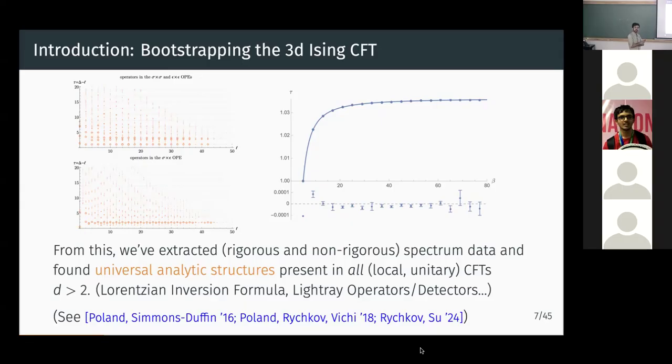They all have roughly the same spectrum, maybe a little bit moved here and there. And so this plot is plotting spin against dimension, or twist really, so dimension minus spin, for the even sector and the odd sector. And you can find that there are these very strong trajectories of operators that all have roughly the same twist in both of these plots.